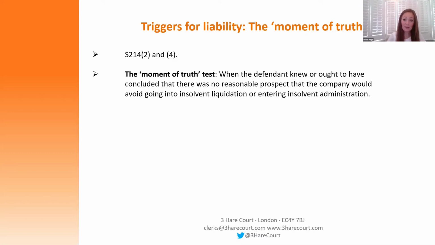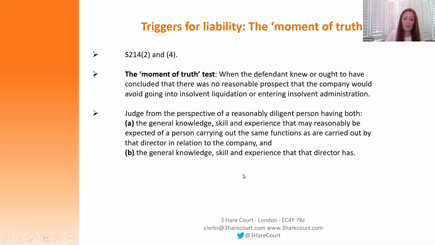test is when the defendant knew or ought to have concluded that there was no reasonable prospect that the company could avoid going into insolvent liquidation or insolvent administration. The key there is no reasonable prospect. It's judged then from the perspective of a reasonable, diligent person, but the test is not just objective. So the objective part is in subsection A of subsection 4, and so the hypothetical person is given the general knowledge, skill and experience that may reasonably be expected of a person carrying out the same functions as are carried out by the director. But the subjective aspect comes next, and that is that the hypothetical person is given the general knowledge, skill, expertise and experience that that particular director has.